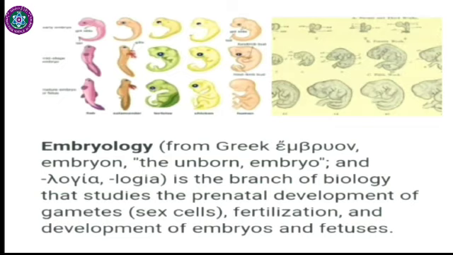The embryo is turned into a fetus after the 11th week of pregnancy. Then we call the embryo a fetus. We study the unborn embryo in the prenatal development of the gametes, which are also known as sex cells, about fertilization, and about the development of the embryo into a fetus. This comes in the branch of biology which is known as embryology.